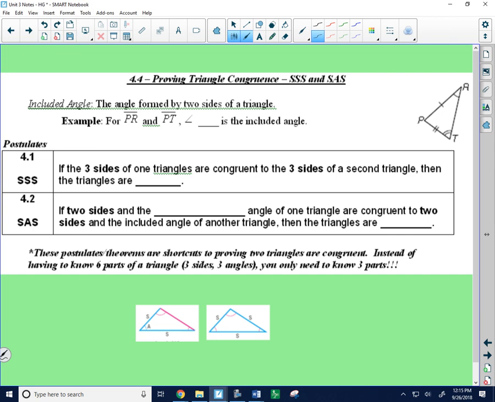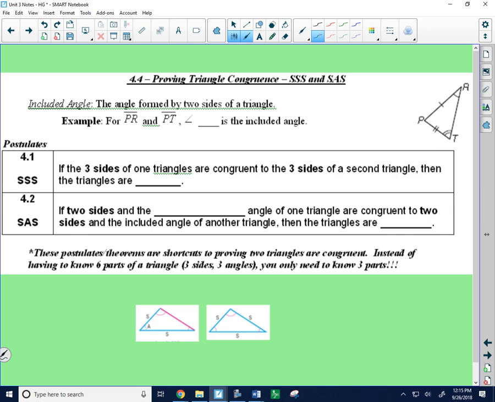S is side, A is angle. They're postulates, but you don't have to write the word postulate. You can just say SSS and SAS. Oh, and I'll say this one's SAS. This one, just SSS. SAS for that one. Yeah, so you could make a snake sound if you like for the first one.